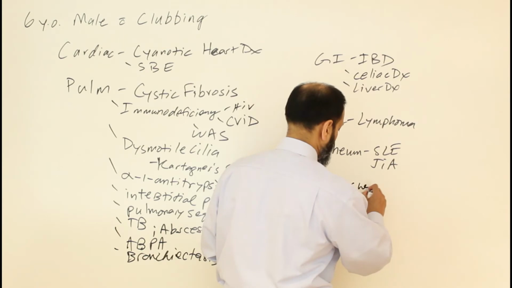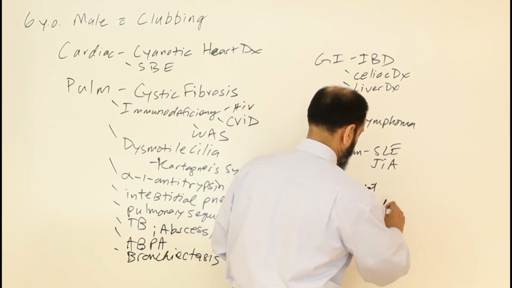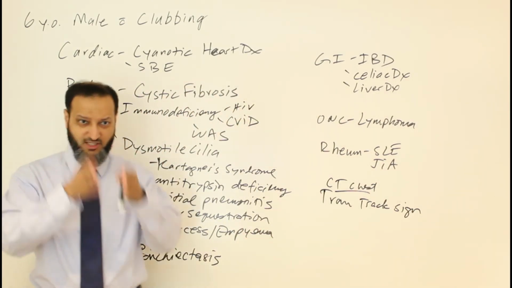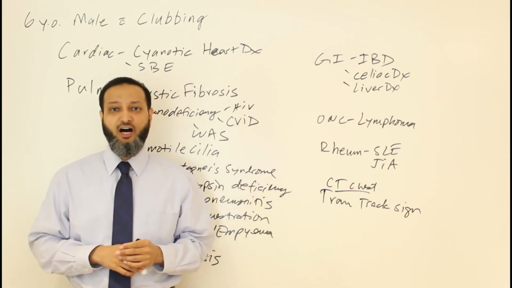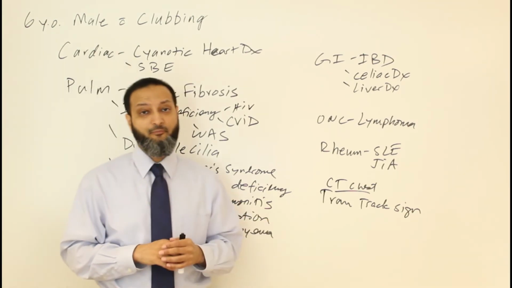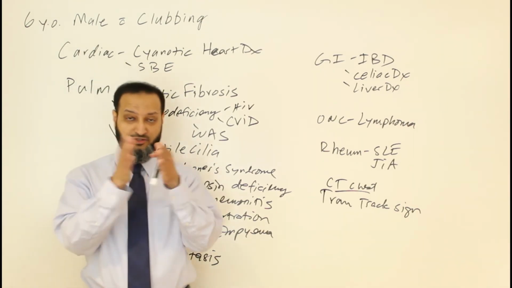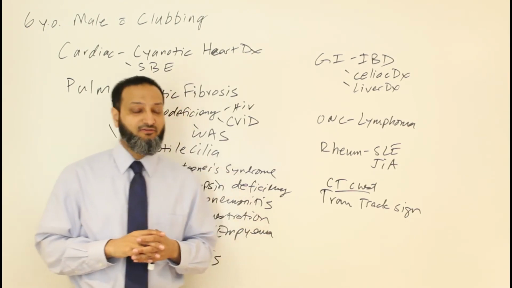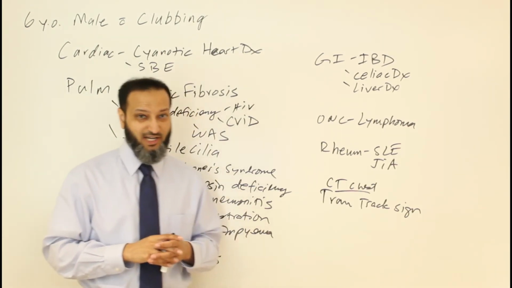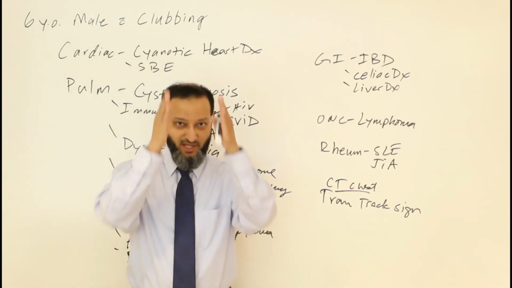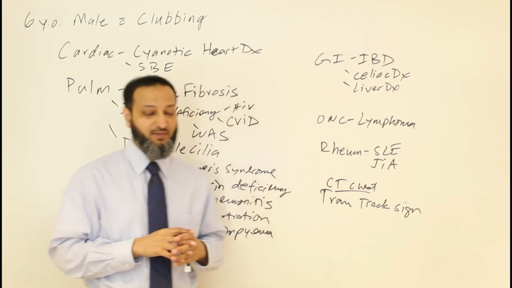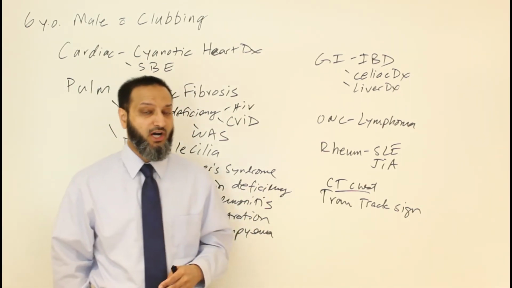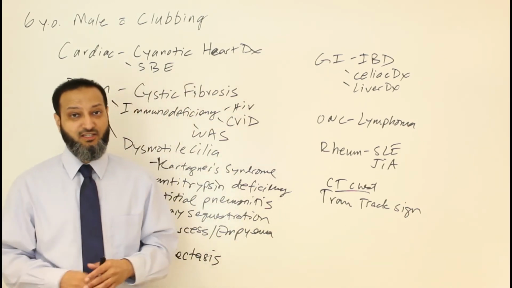The CT of the chest had this tram-track sign, which is kind of like railroads, where you see the two rails of a railroad. What that is, is a dilated bronchus, and you see the edges of the bronchus on the CT of the chest. That's called the tram-track sign, like rail tracks that are parallel, and that implies dilated bronchi, or bronchiectasis. That was one of the things that we saw on the CT of the chest.